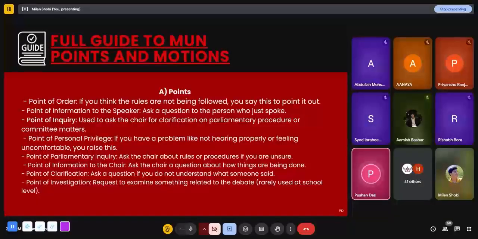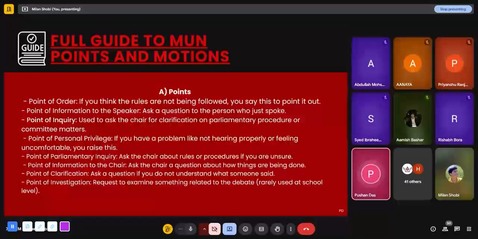Point of personal privilege. A delegate may raise a point of personal privilege whenever they experience any inconvenience. You may use a point of personal privilege if you need to use the restroom, for example, or are unable to hear the speaker or experience any kind of discomfort that could hamper the proceedings in a committee.